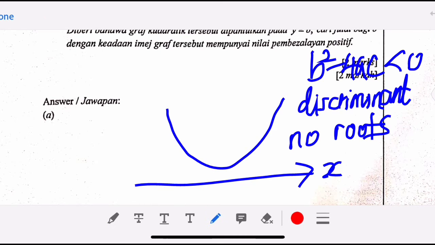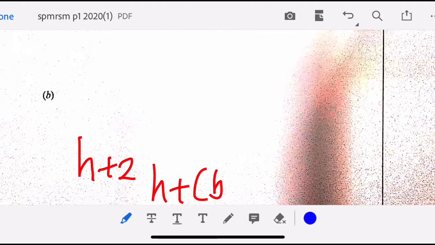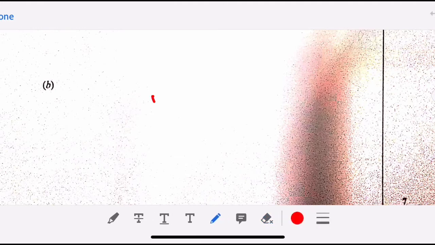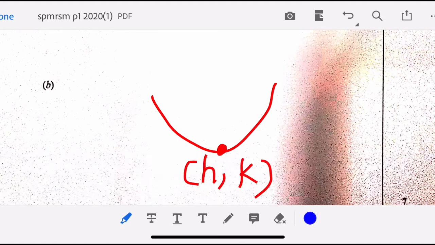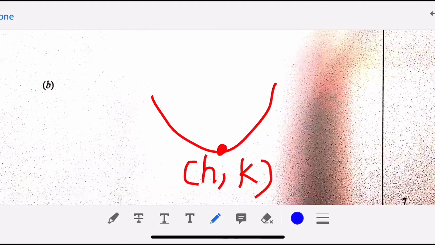Maybe we just add one line from here. Okay, we just do it here. So we have the curve, right? So we have the minimum point at (h, k). So now we have to draw a straight line y equal to b. So let's say this is y equal to b.